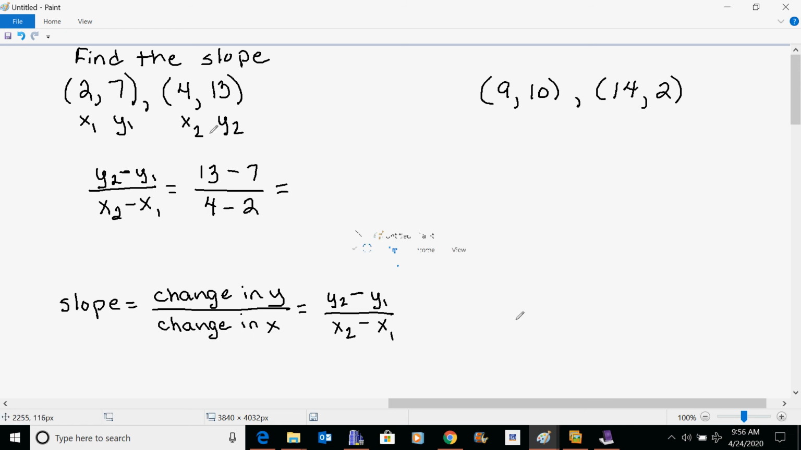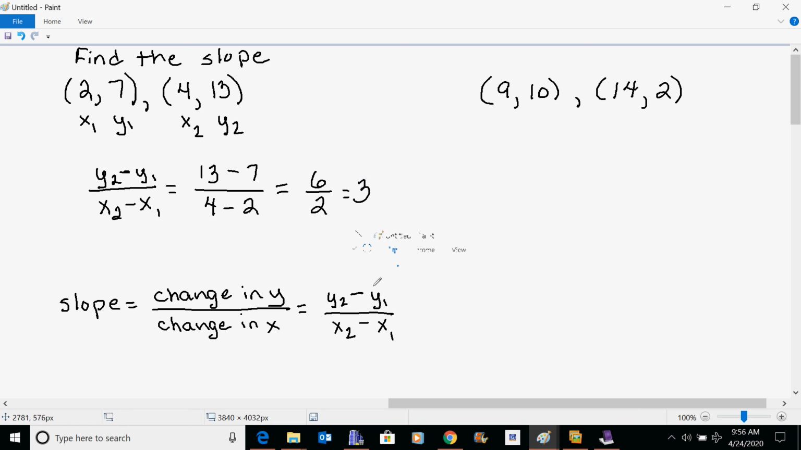We could, if we wanted to, have changed this up. We could have made these the 1s and these the 2s, and that would be fine. But then it would reverse both of them, okay? And if that last statement just confused you, ignore it. Always make this one the first one and this one the second one, and you're not going to have to make a decision. 13 minus 7 is 6. 4 minus 2 is 2. So our slope for those 2 points is 3 when we finally reduce it.